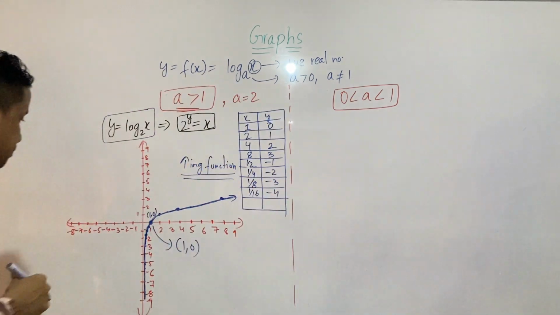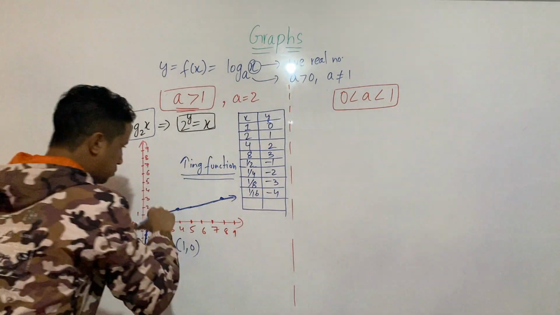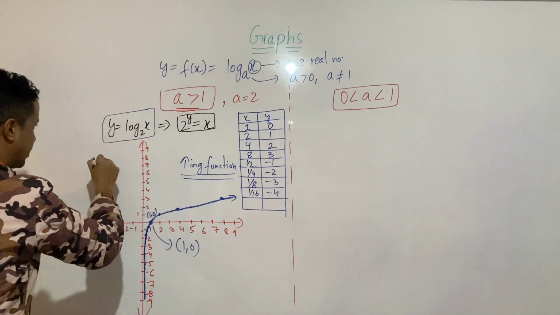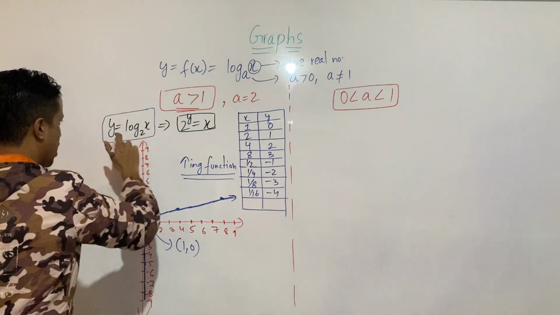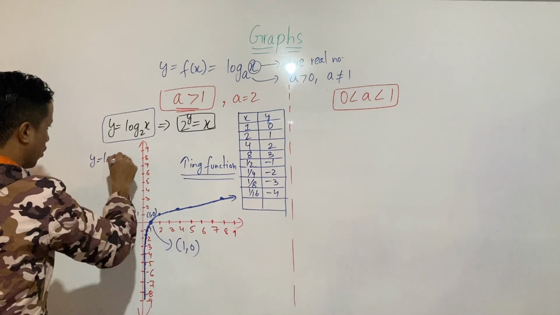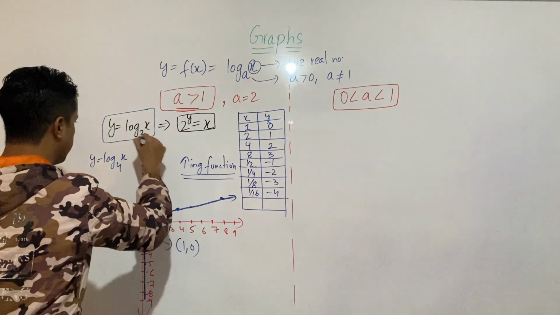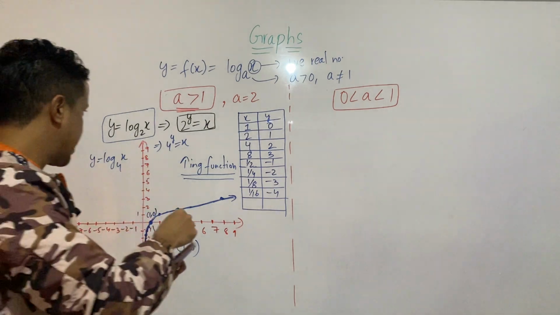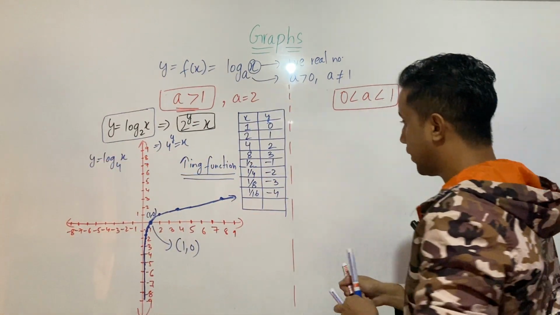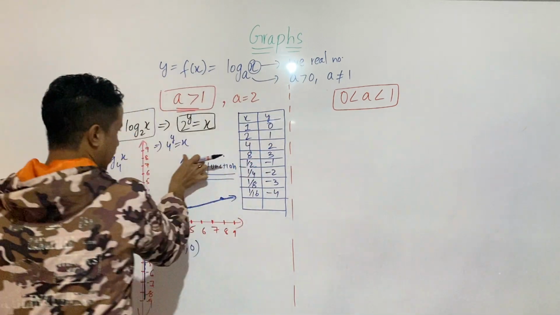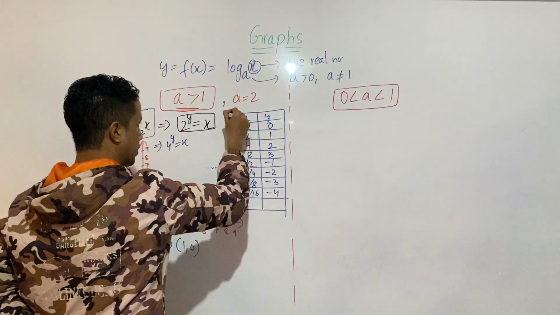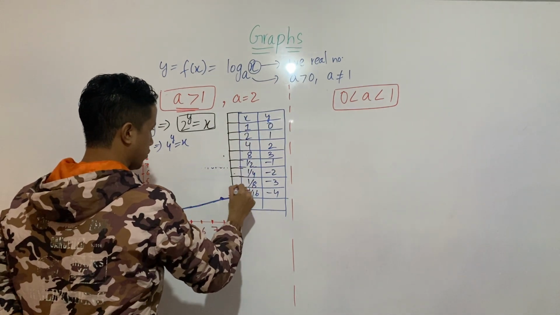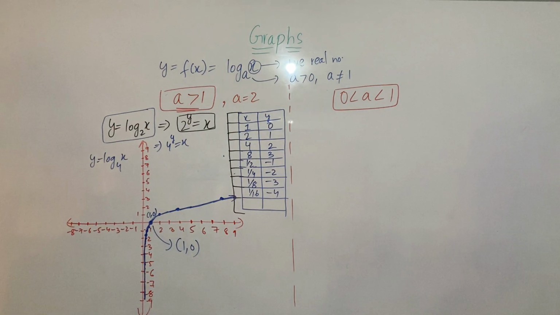Now what happens is, if now we can increase the value of a. Now we can make y equal log of x to the base 4. So it will be 4 to the y equals x. Okay, 4 to the y equals x. So what I will do here, here I will get some values of y.